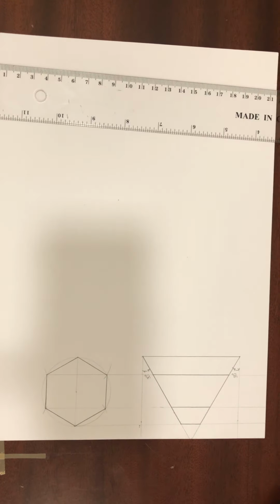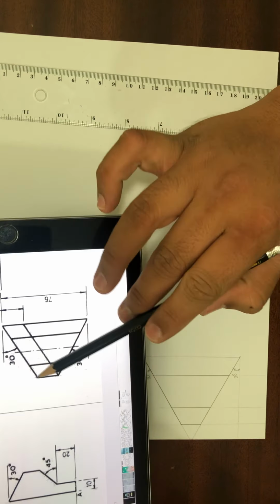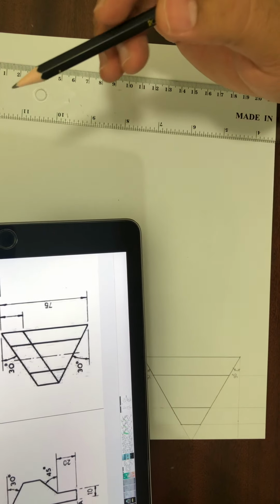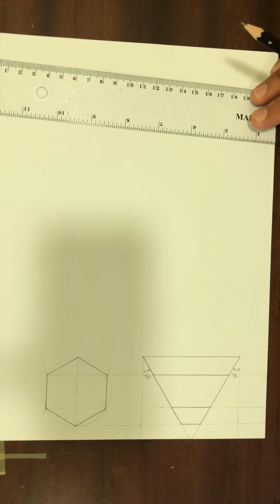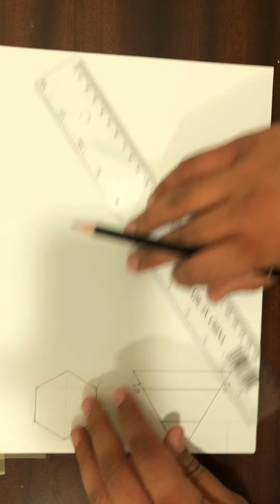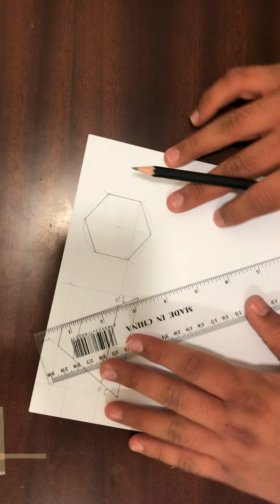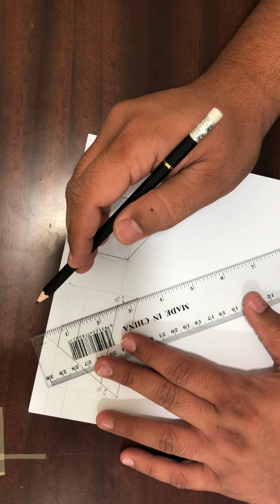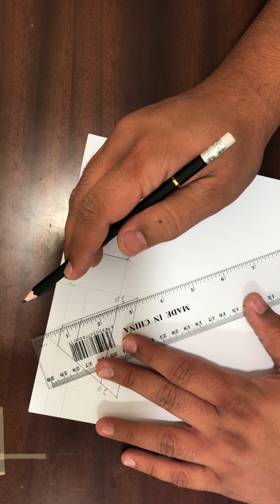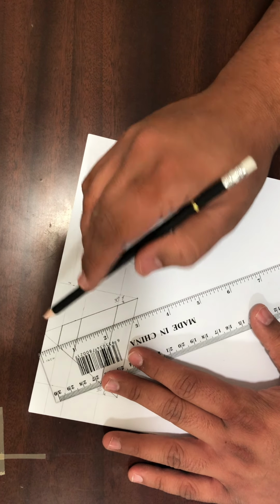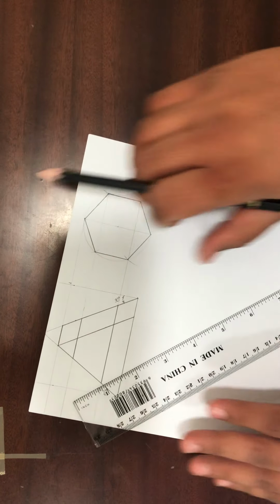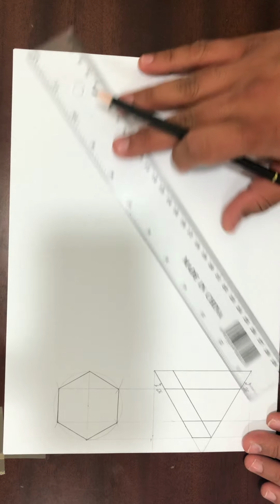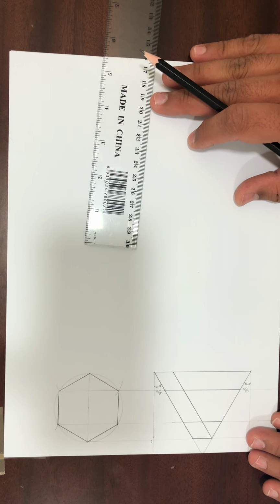Okay, so 1 2 3 4, 1 2 3 4, 5 6, 5 6. So this line is remaining. So for this line, simply keep the scale like this, and make a parallel line, move it like this and make a parallel line like this.